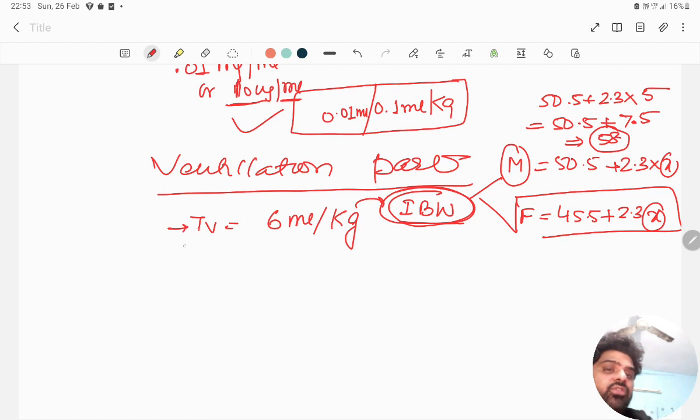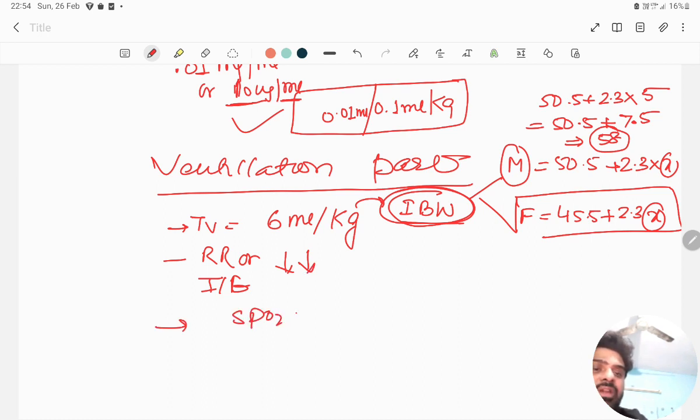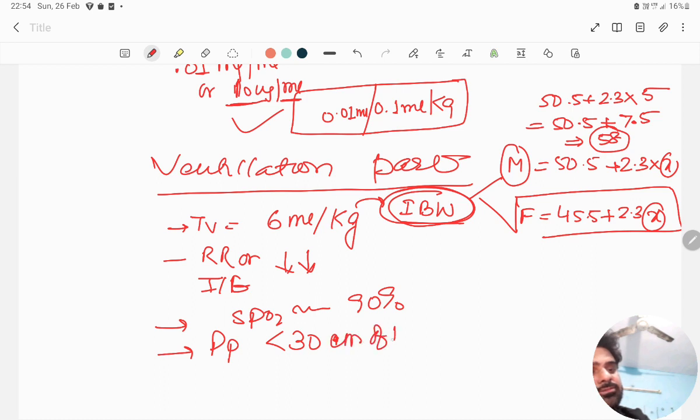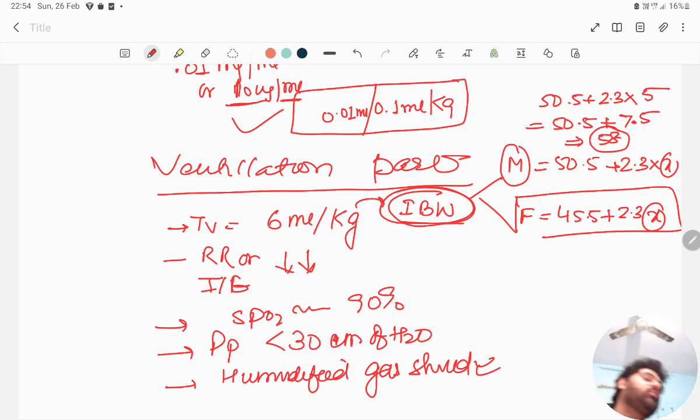So this is the tidal volume. Respiratory rate or IE ratio should be kept low. Third, saturation should be maintained lump sum around 90%. We don't need 100% saturation. And peak pressure should be less than 30 centimeter of water. And humidified gas should be used, because if humidified gas is not used, then there can be formation of mucus plug, which can cause spasm. Secondly, it can also be a point of infection. So this is the ventilation.